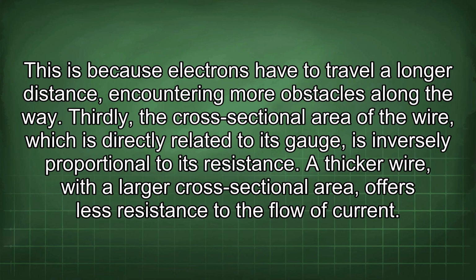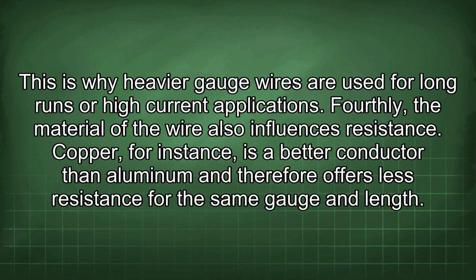Thirdly, the cross-sectional area of the wire, which is directly related to its gauge, is inversely proportional to its resistance. A thicker wire, with a larger cross-sectional area, offers less resistance to the flow of current. This is why heavier gauge wires are used for long runs or high current applications. Fourthly, the material of the wire also influences resistance. Copper, for instance, is a better conductor than aluminum and therefore offers less resistance for the same gauge and length.